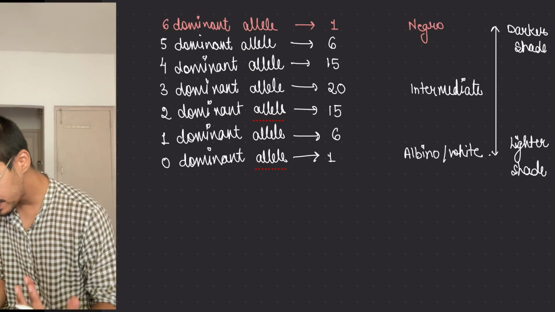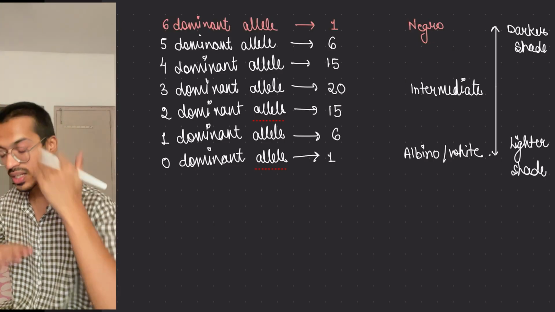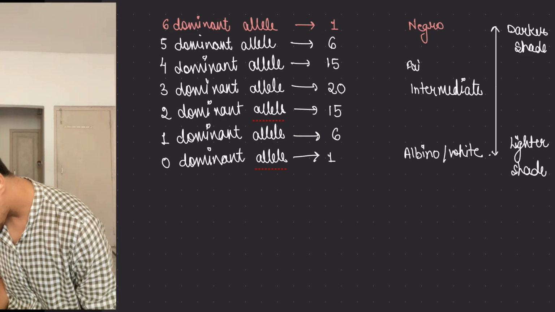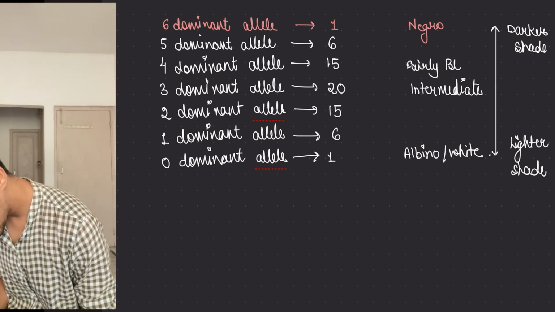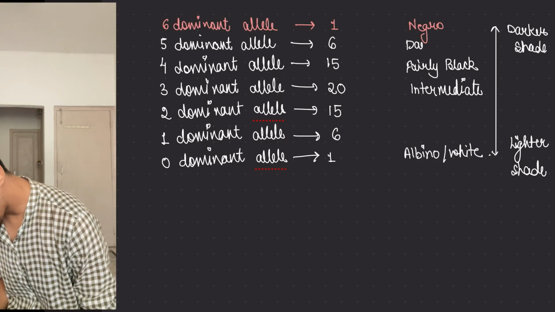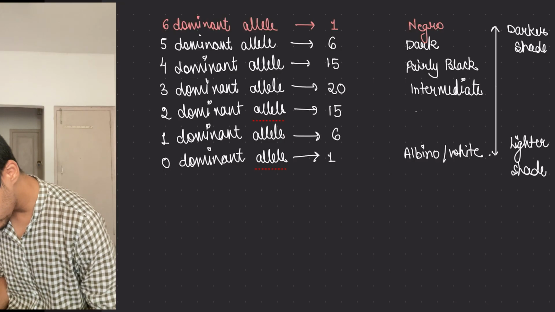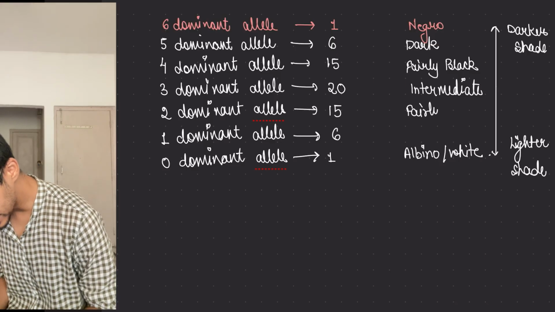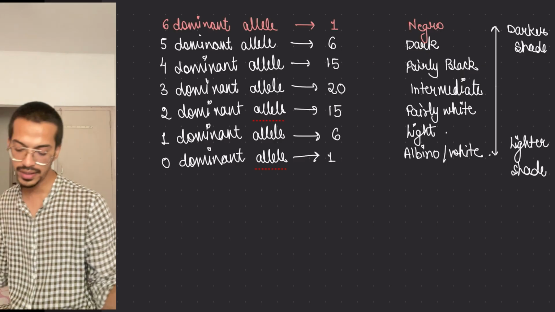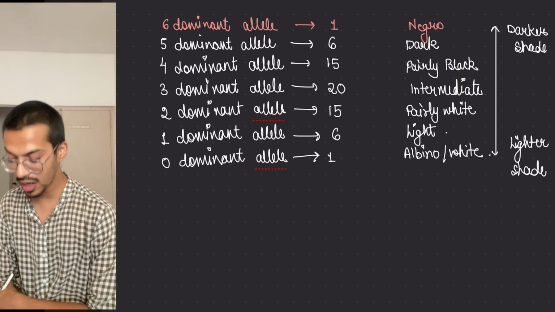Okay, so what will happen then? As we are going from intermediate towards negro, the colors would be what? Fairly black, it will be dark. So it will be what? Fairly white, it would be light. And this. So this is how it will look like.